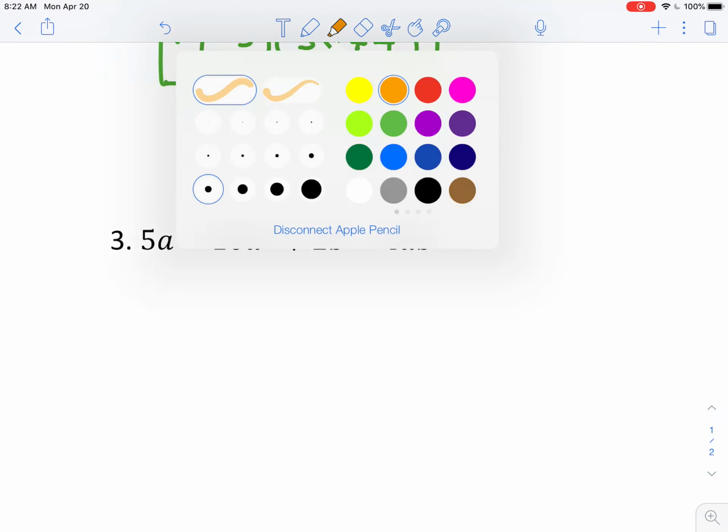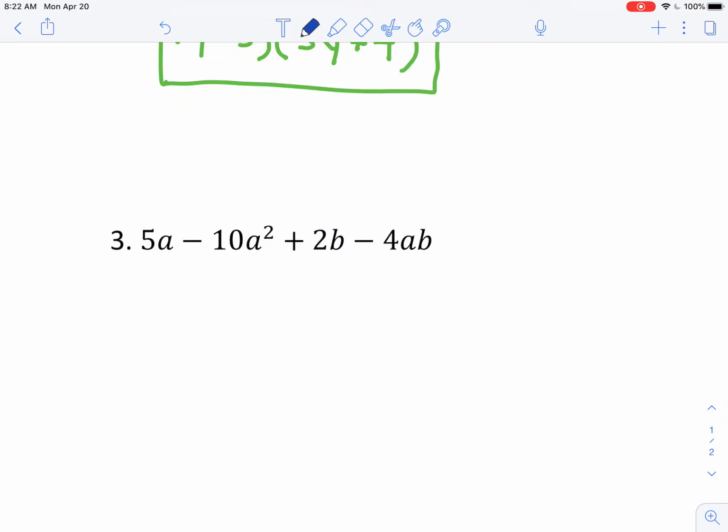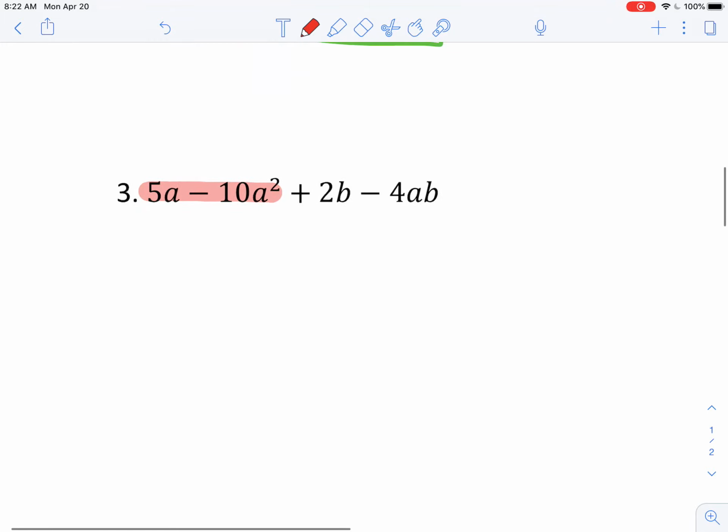Question number 3, when you take a look at your first two terms, you're going to factor out the GCF. For our first two terms, the biggest number that divides into each is 5, and they each have an a that I can factor out. So I'm going to factor or divide out 5a. So my GCF goes in front of the parentheses.